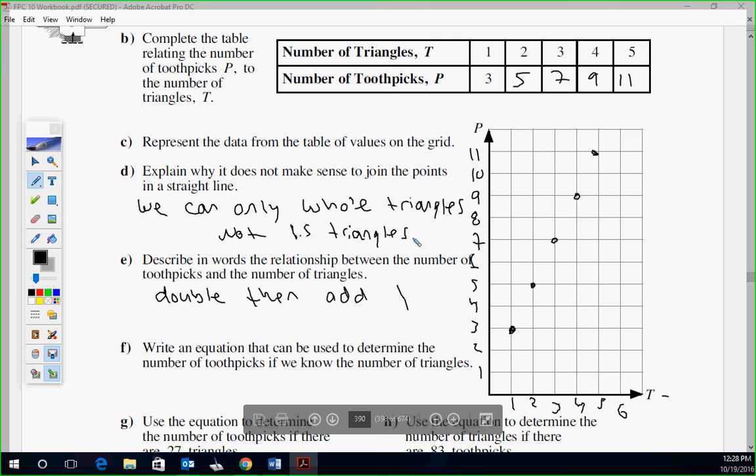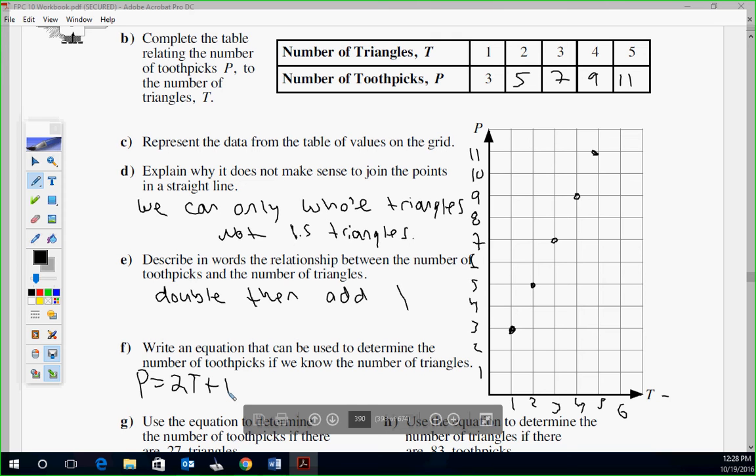It says write an equation that can determine the number of toothpicks if we know the number of triangles. So we just did that. That equation would be P equals 2 triangles plus 1. Double the triangles, then add 1. So if I want to make 20 triangles, you'd plug 20 in for T, and it'd tell you how many toothpicks you need. 20 times 2 is 40, plus 1 is 41. So in order to make 20 triangles, I need 41 toothpicks.